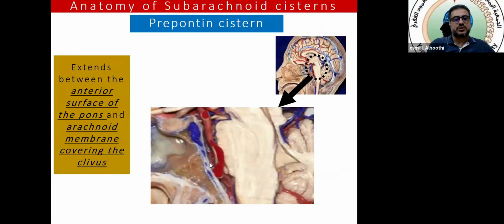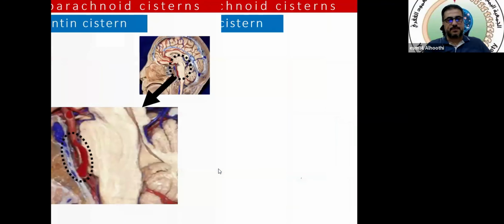It extends between the anterior surface of the pons and the arachnoid membrane covering the inner surface or the posterior wall of the clivus. As we see in this image, this is the clivus. This is the posterior part of the clivus. This is the arachnoid, which lines the inner surface. And this is the anterior surface of the pons. This space filled with CSF and containing the basilar artery is called the prepontine cistern.